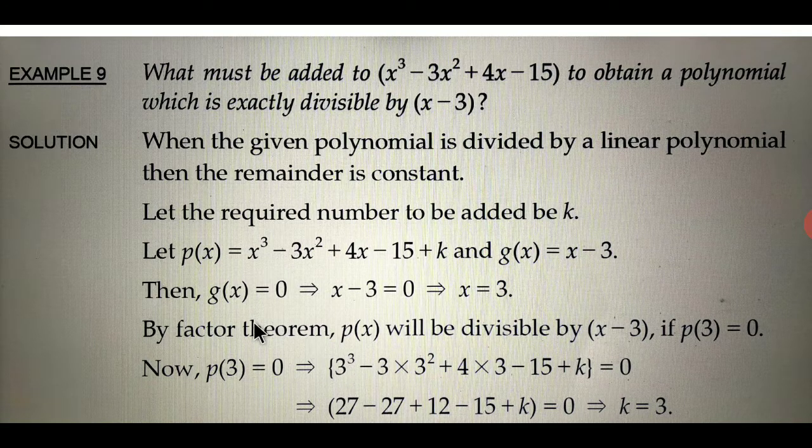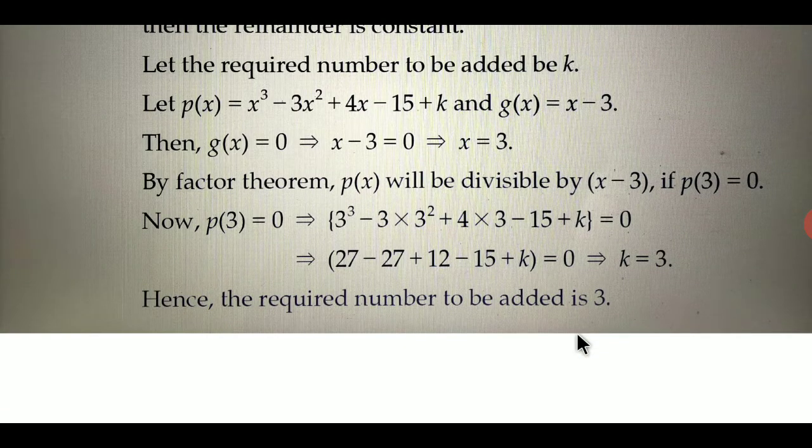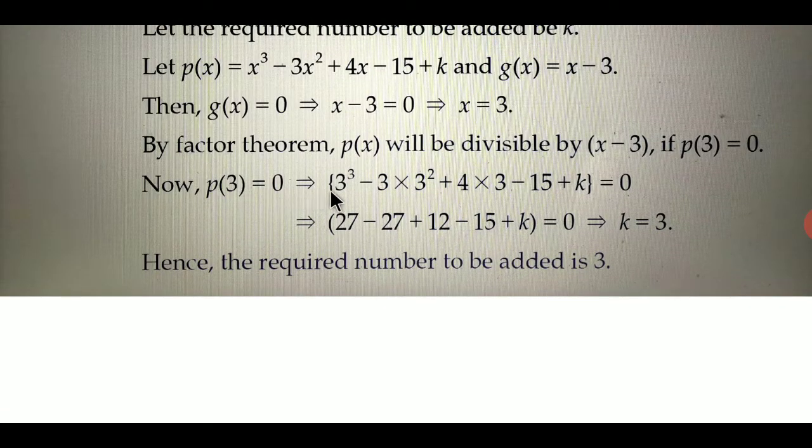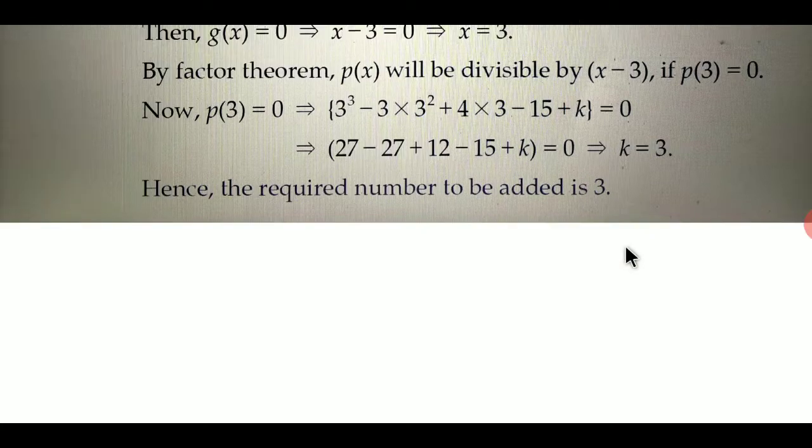Now using factor theorem, put g(x) equal to 0, x equal to 3. By factor theorem, p(x) will be divisible by x minus 3 if p(3) equal to 0. P(3) equal to 0 implies put x equal to 3 and the whole expression equal to 0. So it will be 27 minus 27 plus 12 minus 15 plus k equal to 0. That implies k equal to 3. Hence the required number which you have to add to the given polynomial is 3.